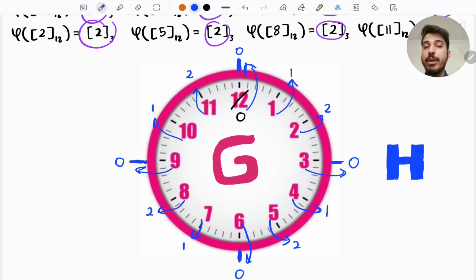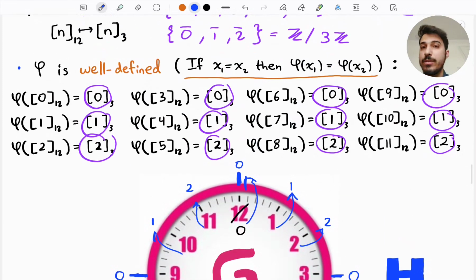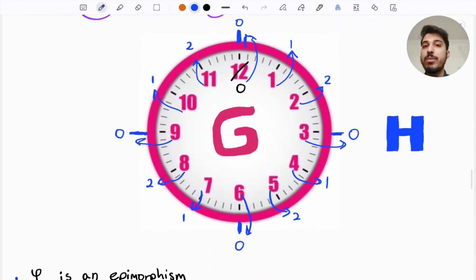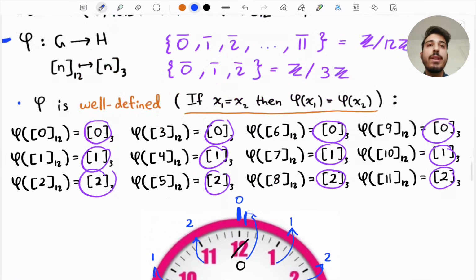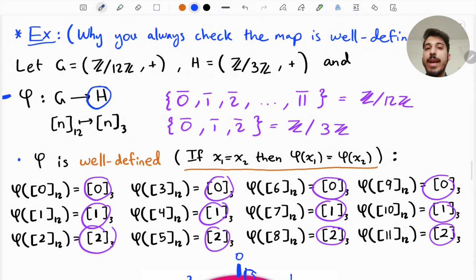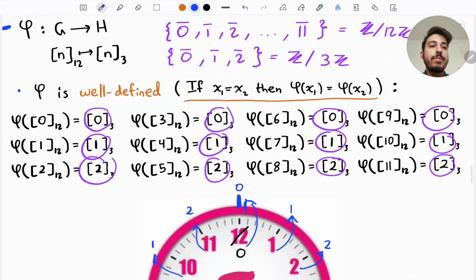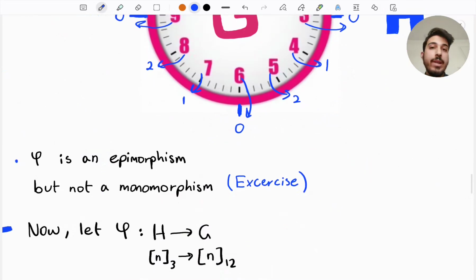So we have this very nice, well-defined map phi. And in fact, we can prove that phi is not only a homomorphism, but also an epimorphism, because epimorphism means that all the elements in the codomain can be reached by applying phi on some element in G. And that is in fact true because we've seen that 0, 1, 2 are the images of some element in G. It is not a monomorphism, and I will leave that to you as a quick exercise to prove that it is not in fact injective.